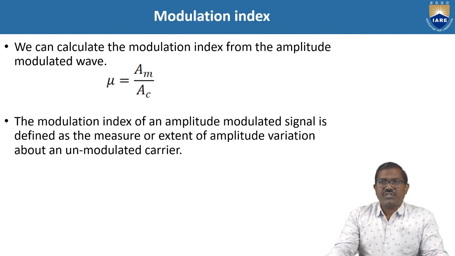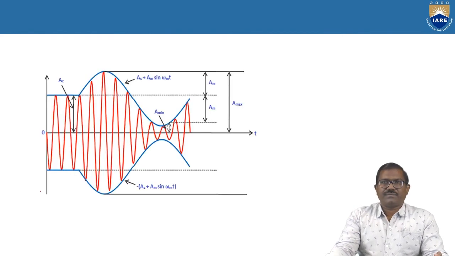Now, how is the modulation index calculated? The modulation index is calculated from the amplitude modulated wave. So mu is equal to Am by Ac. Am is the amplitude of the message signal and Ac is the amplitude of the carrier signal. It is the ratio of the amplitude of the modulating signal to the amplitude of the carrier signal.